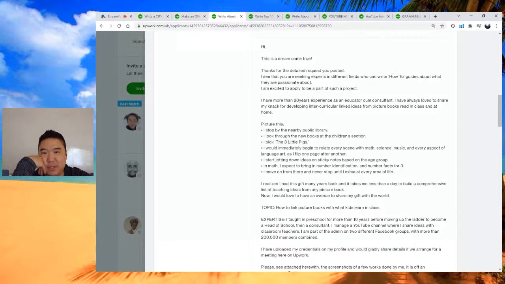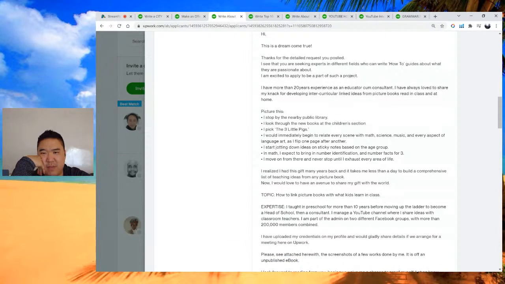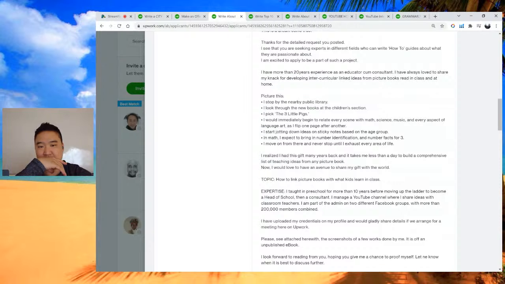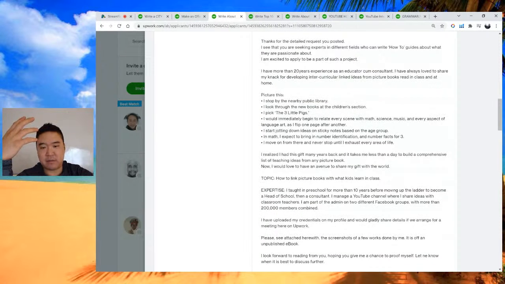I'm sorry, but sometimes I look at the cover answers and I'm not quite seeing the book's topic. It may be my fault. I thought, okay, how to link picture books with what kids learn in class.